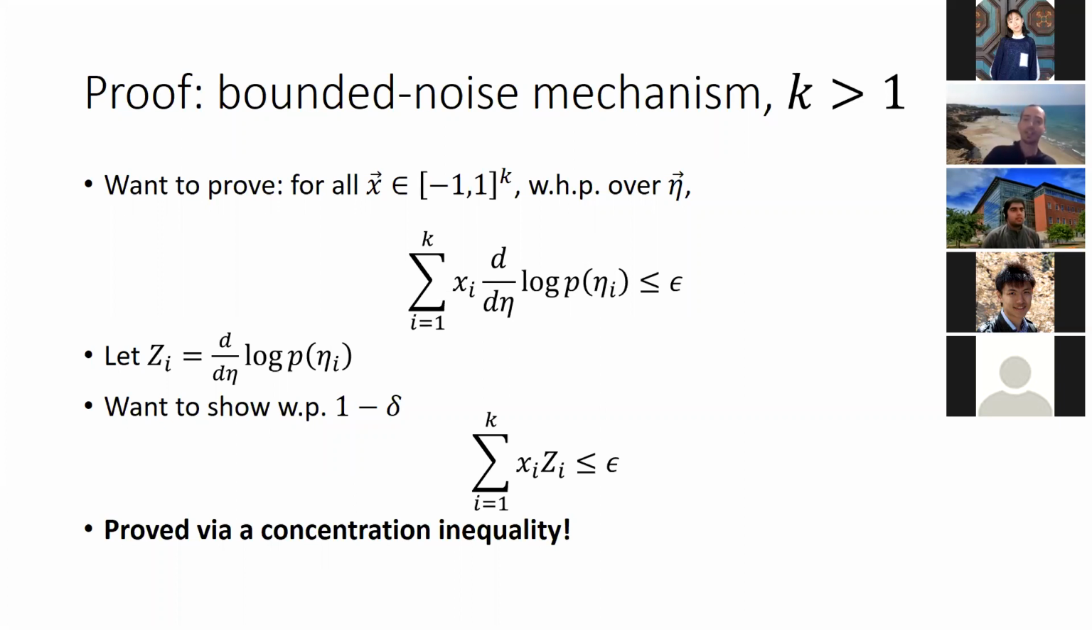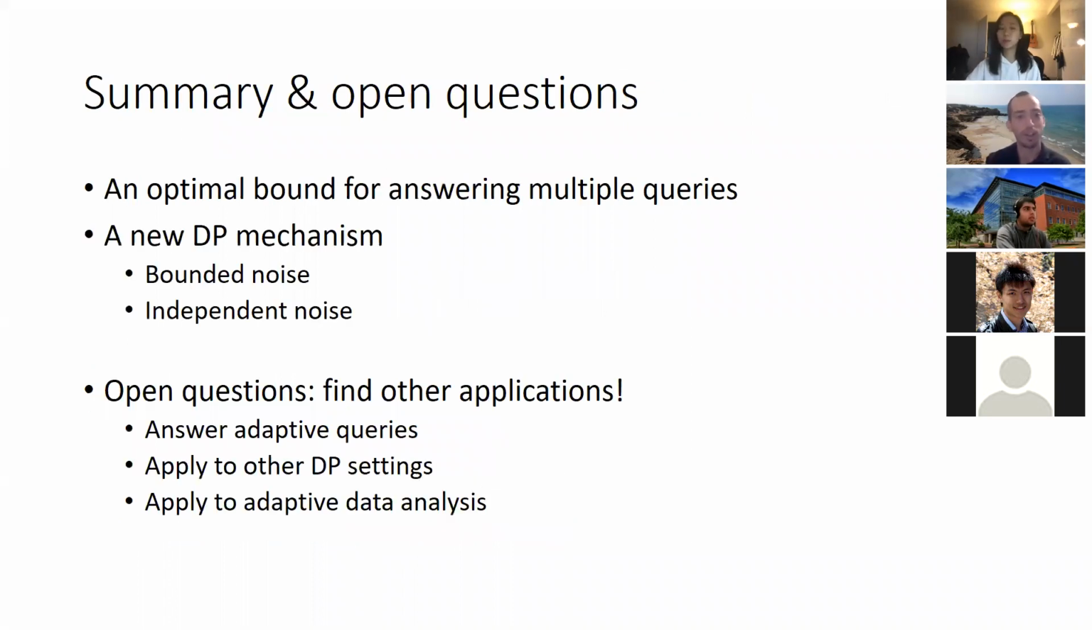So this is more theoretical, but I hope that some people will work out exactly the constants, maybe optimize them, and then maybe it will be better than the Gaussian, if you care about all the constants. Right. Okay, so let me go to the summary and open questions.